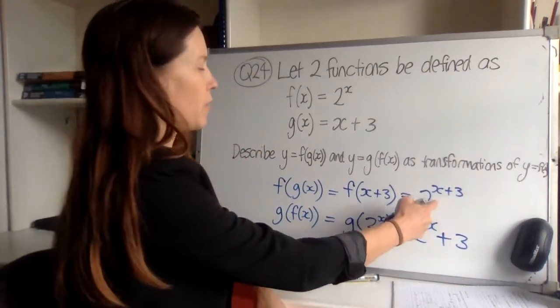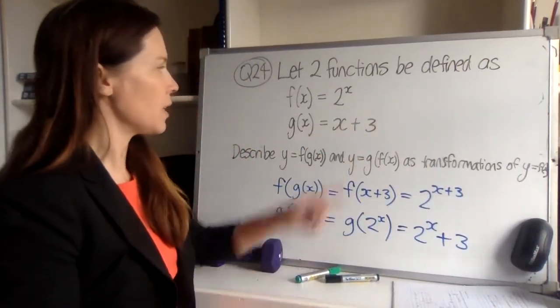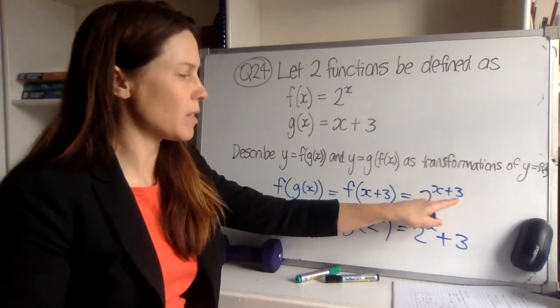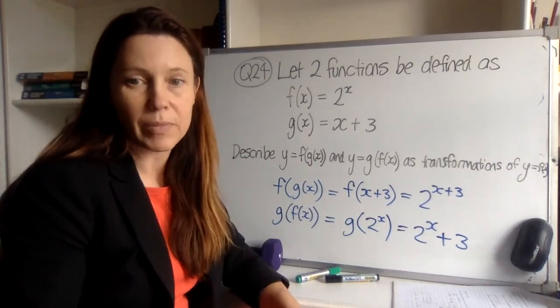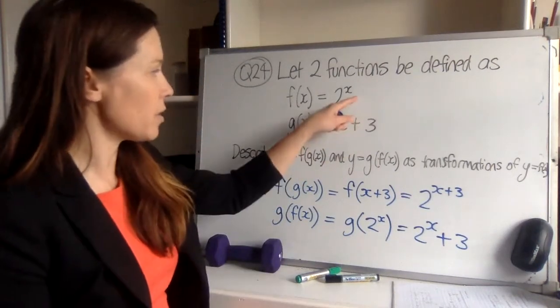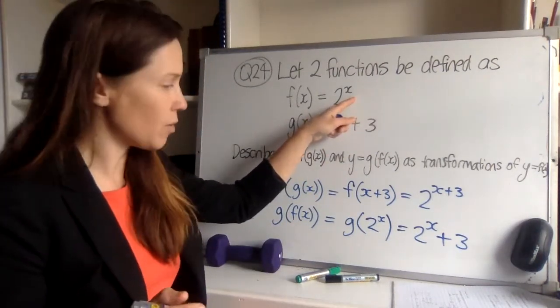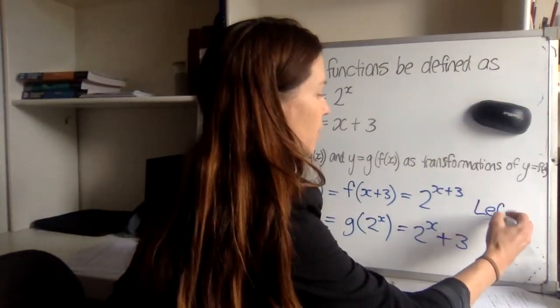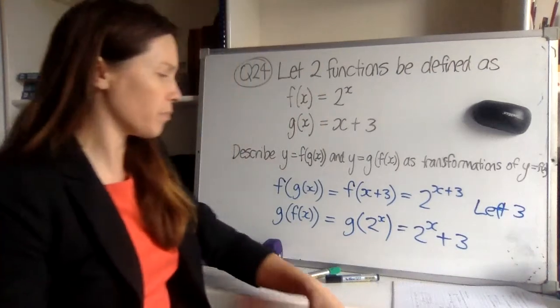So this first one, if we compare it to f of x, it's the same except it's got this plus 3 up here. So x has been replaced with x plus 3. And that is going to shift this curve to the left 3 units. So I describe this one as going left 3 units.